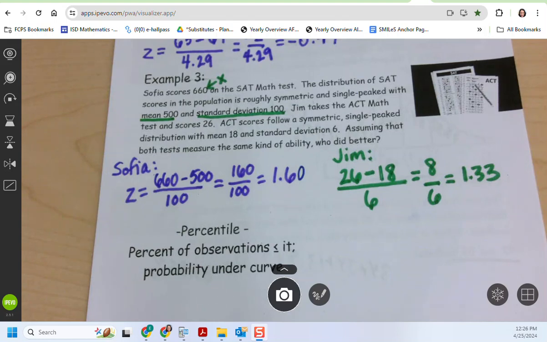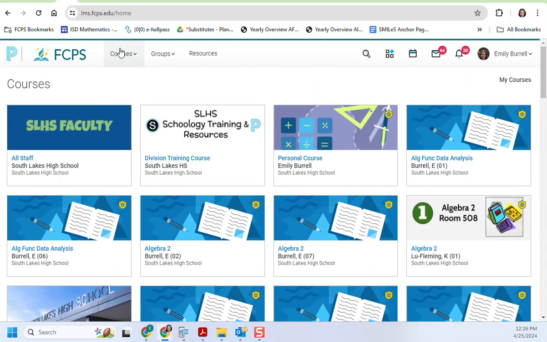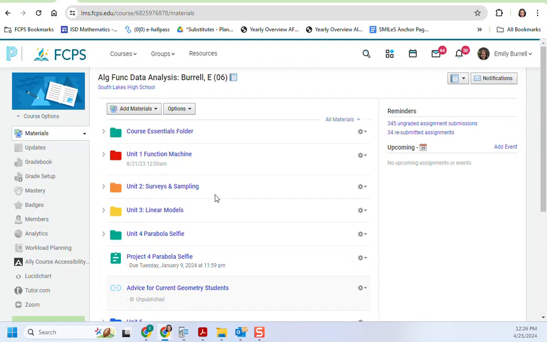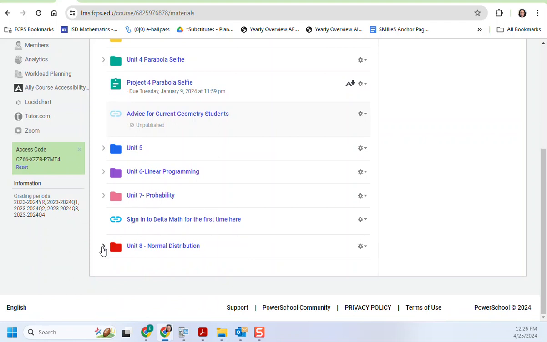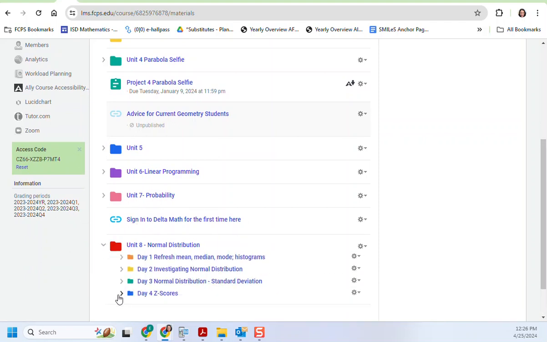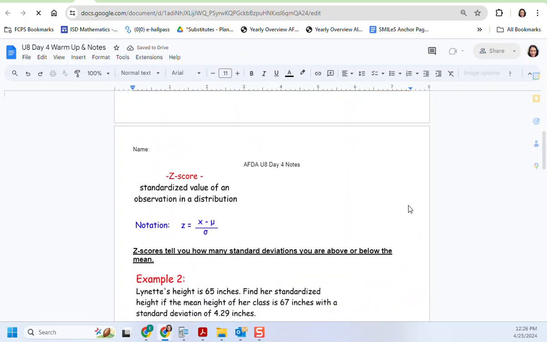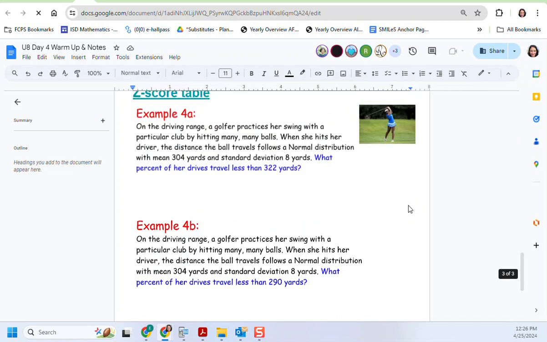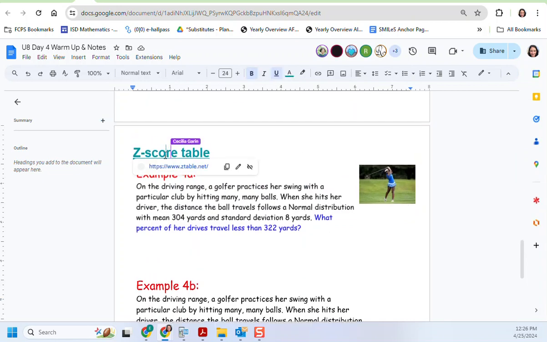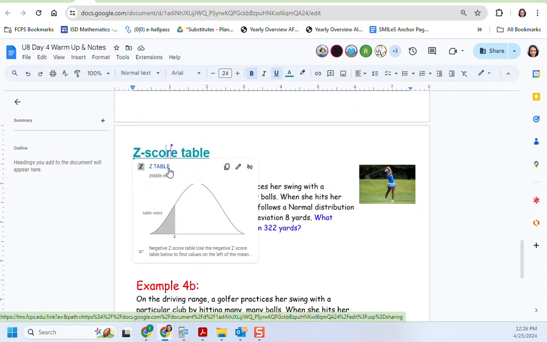All right, so if you go into Schoology and you find our class, which is 6th period, and then you go into Unit 8, Day 4, warm up and notes, and we're going to go to the last page to find the z-score table. Here it is. All right, so you should click on that link and open it up.